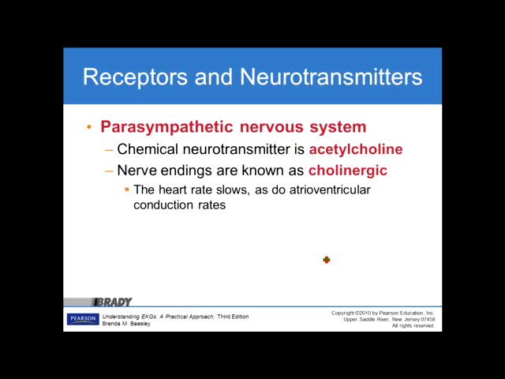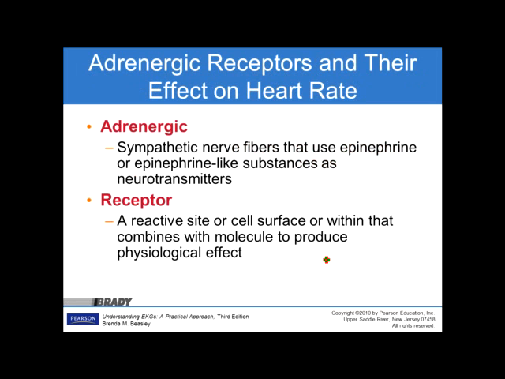The parasympathetic nervous system: neurotransmitter is acetylcholine. Nerve endings are known as cholinergic. The heart rate slows, as do the atrioventricular conduction rates. Adrenergic receptors and their effect on the heart rate. Adrenergic: sympathetic nerve fibers that use epinephrine or epinephrine-like substances as neurotransmitters. Those are all considered adrenergic receptor sites.